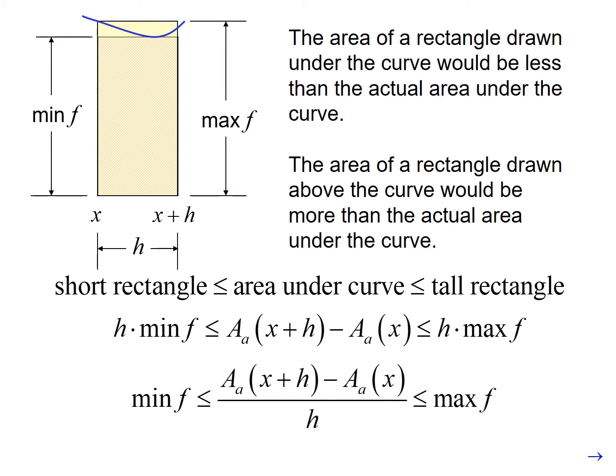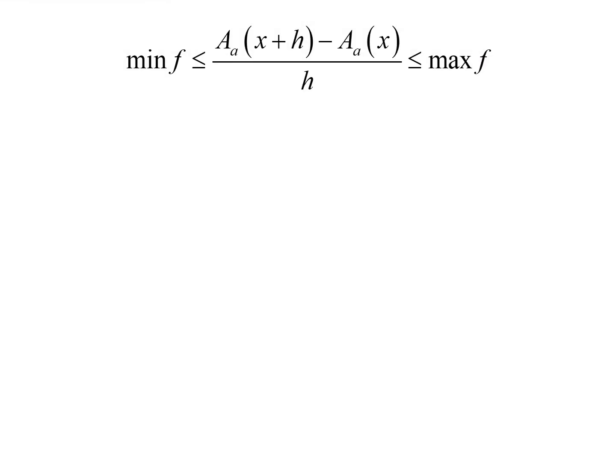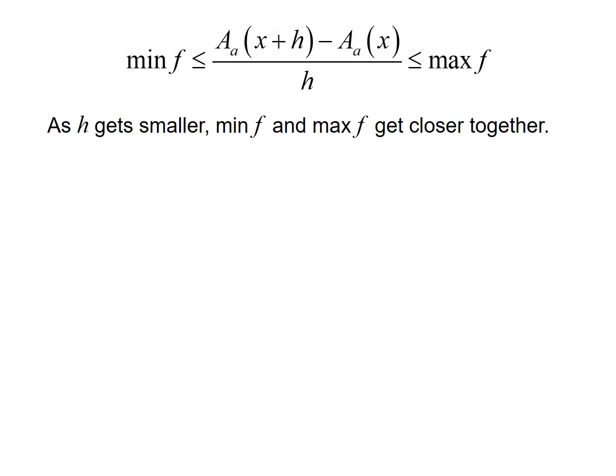And if we divide everything by h, we get this inequality right here. Maybe at this point, you're starting to see something that looks kind of like our definition of derivative. If we make that value of h really small, so that interval becomes very, very narrow, approaching a width of 0, the minimum value of f and the maximum value of f get closer and closer together.